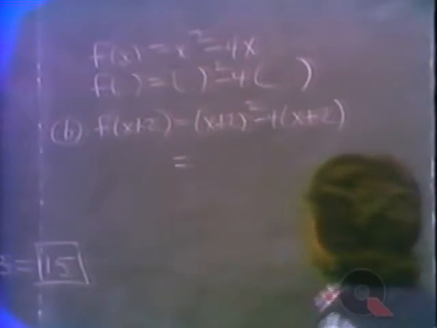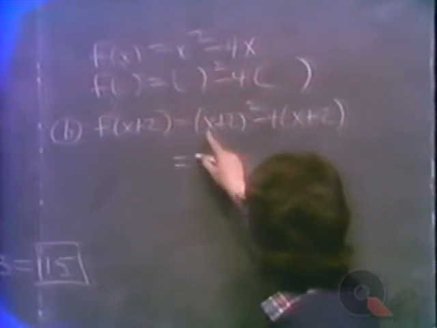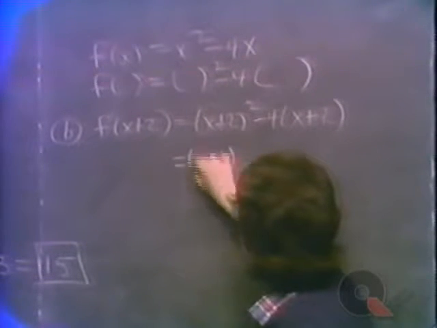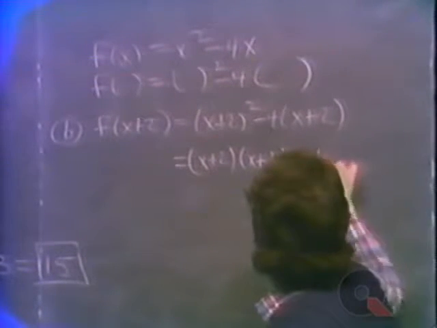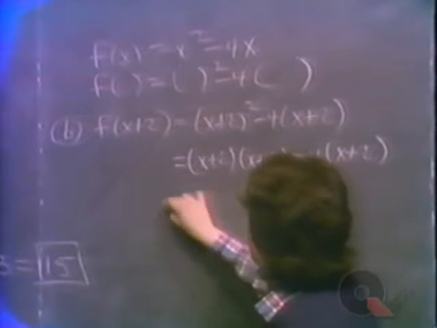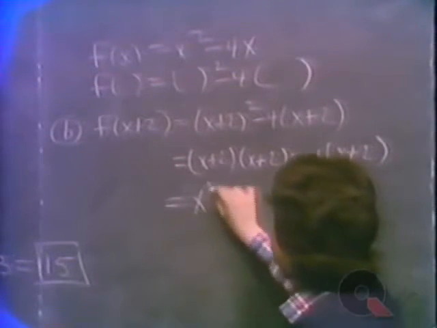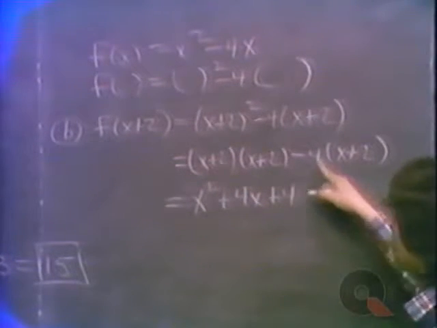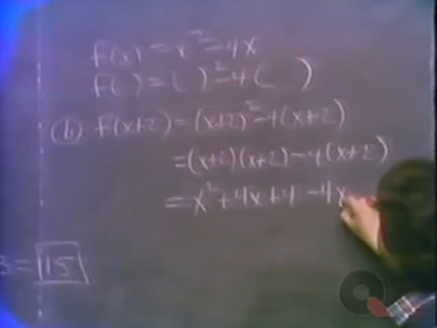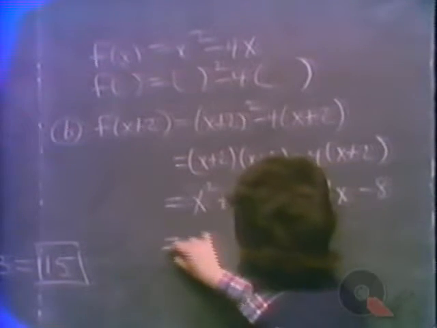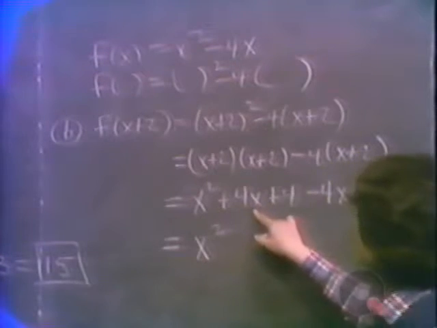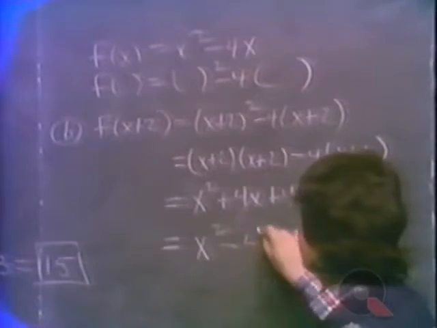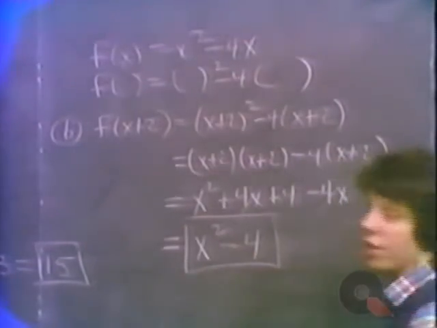And then if we want to simplify this, x plus 2 squared is x plus 2 times x plus 2, minus 4 times x plus 2. Multiplying this out by FOIL, x squared plus 2x plus 2x plus 4, and distributing the minus 4, minus 4x minus 8, gives us x squared plus 4x, and the minus 4x cancel each other out, plus 4 minus 8, 4 minus 4. Final answer of x squared minus 4.